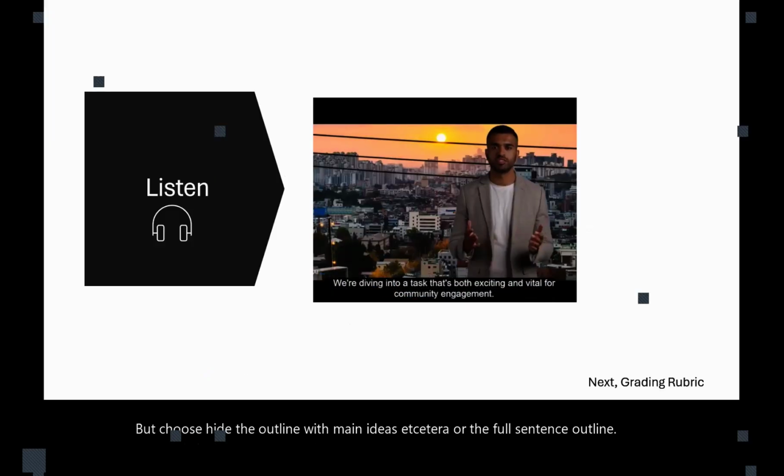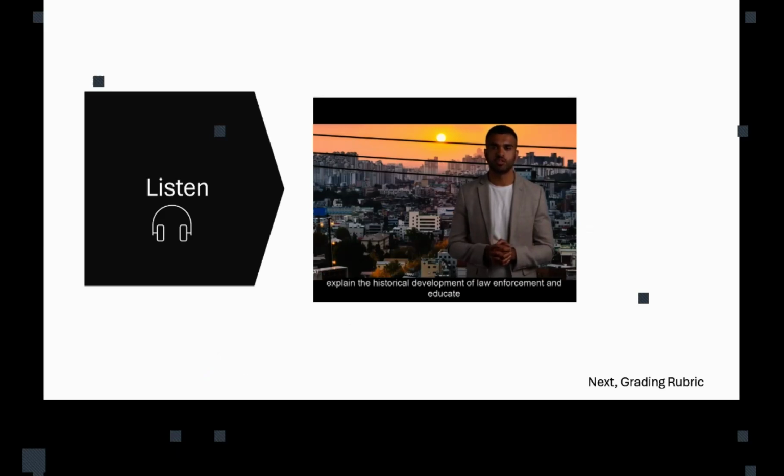Today, we're diving into a task that's both exciting and vital for community engagement. As a law enforcement officer for your local police department, you've been asked to give a presentation to the community. Your mission? Explain the historical development of law enforcement and educate the community about the different law enforcement levels: local, state, and federal. Your chief of police wants an outline for your community presentation. You're the expert, and it's your chance to shine.